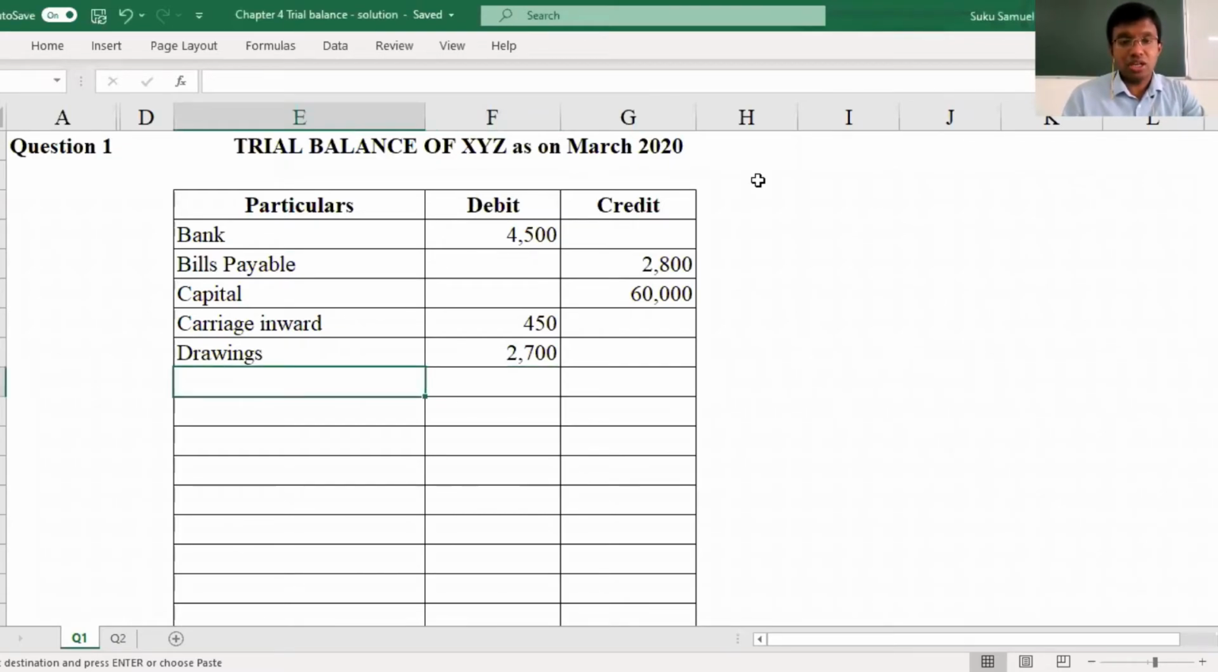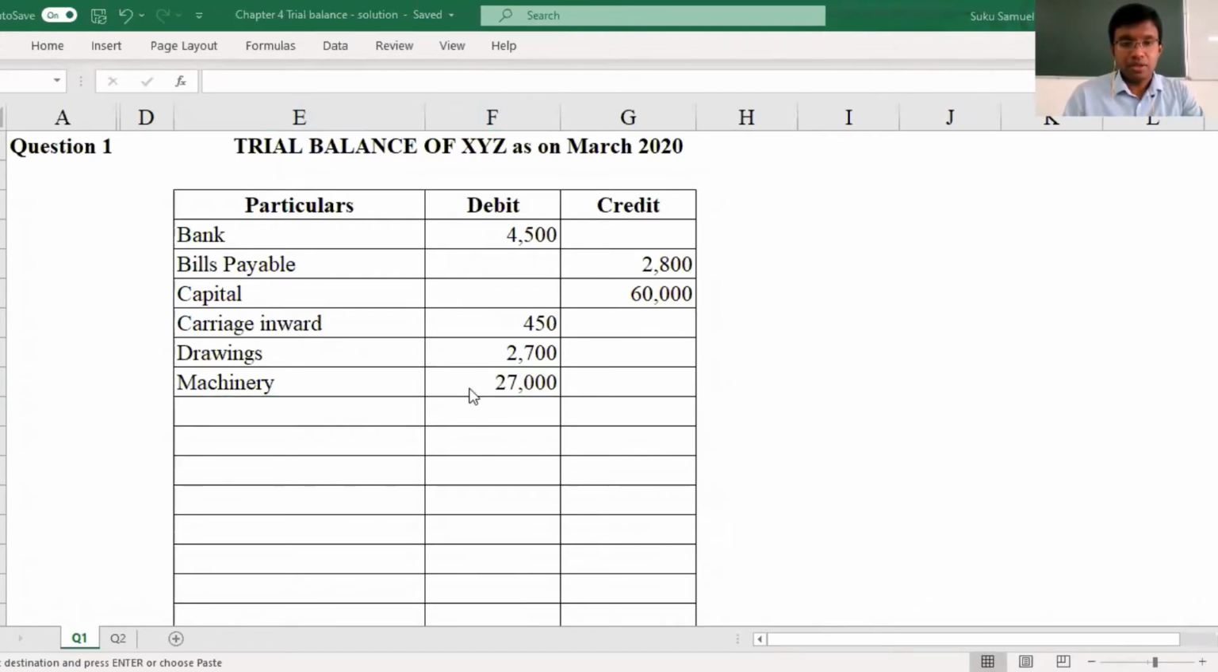Okay, so the next item is machinery. Any guesses where machinery will fall? Machinery is an asset. I think that is straightforward. It is understood. So it will fall on the debit side.